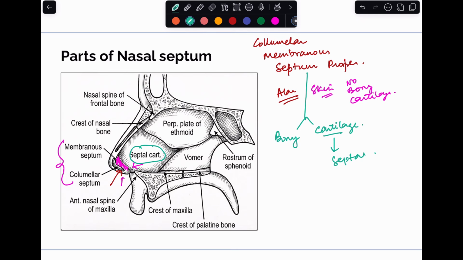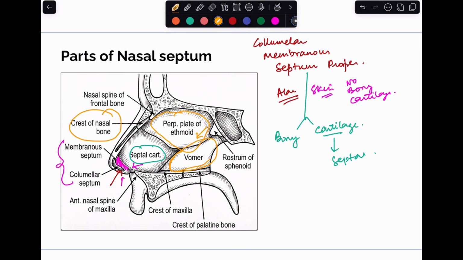Now, when we look at the bony part, there are two major contributions. First is the perpendicular plate of the ethmoid, which forms the upper one third of the nasal septum. The second major part is the vomer bone, which forms the posterior and inferior part of the nasal septum. Other than these two major bony parts, we have a lot of minor contributions as well. Let's look at all the contributions.